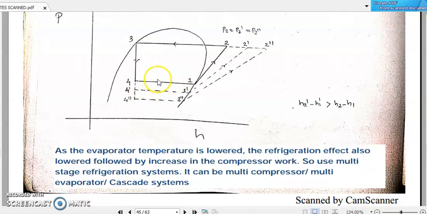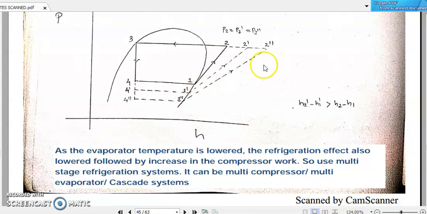If we are lowering the evaporator temperature from 4-1 to 4-1 double dash, the length of the line 4-1 double dash is very much lower than the line 4-1 dash, and also lower than the line 4-1. Okay, so the refrigeration effect is also getting lowered, followed by an increase in the compressor work. So we need to use multiple stages of refrigeration. Multi-stage refrigeration can mean multiple compressors, or multiple evaporators, or another system called a cascade system, which we will be learning soon. Okay, so this is the case of multiple stages of refrigeration.